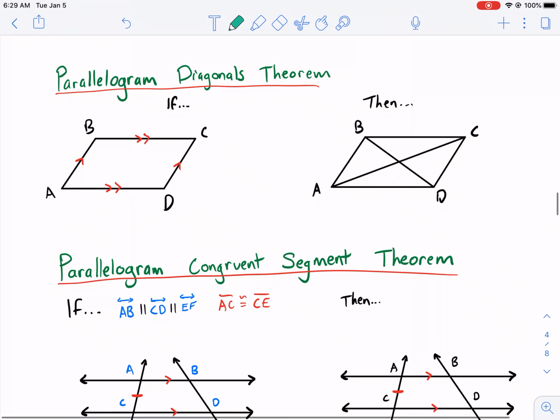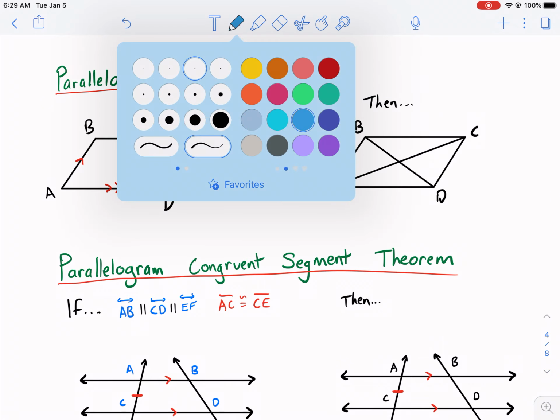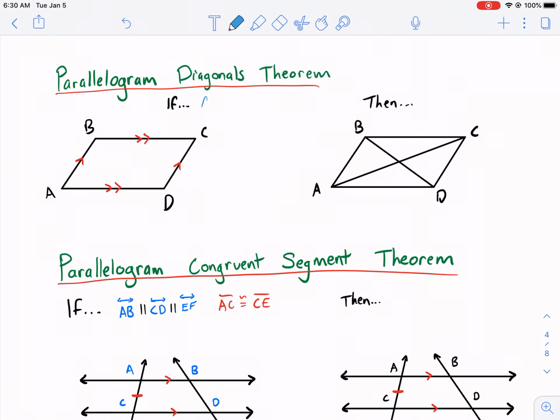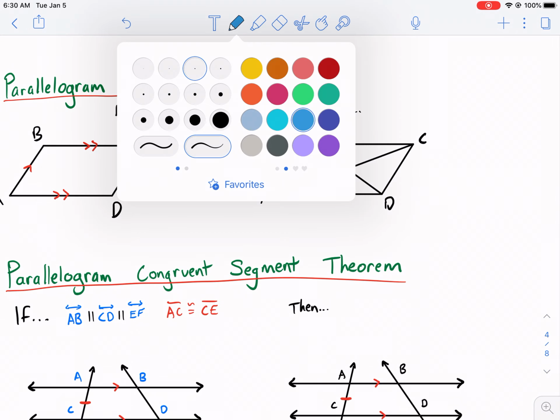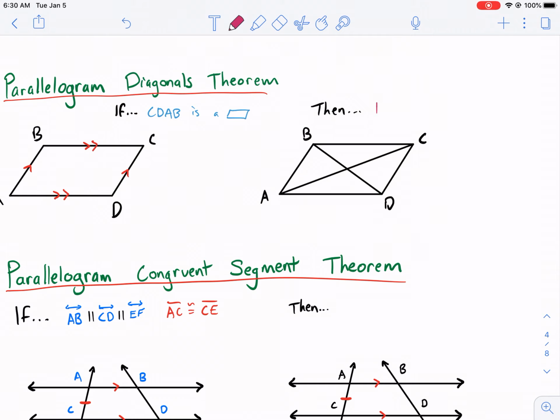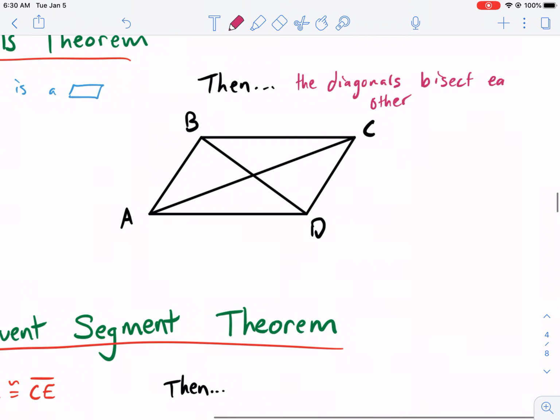Parallelogram diagonals theorem, one of the last ones we have here. If, let's call it something else, let's call it CD, AB, how about that, is a parallelogram, and we know it based on the givens here. Then what can we say? We can say the diagonals bisect each other. It doesn't mean the diagonals are the same length, it just means they bisect each other.